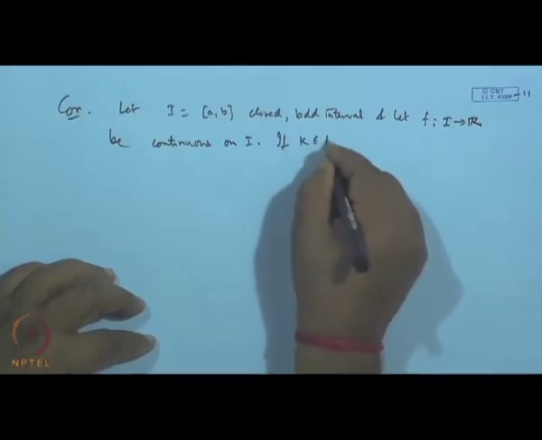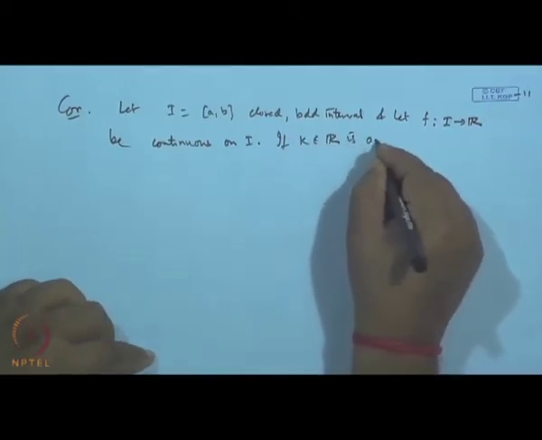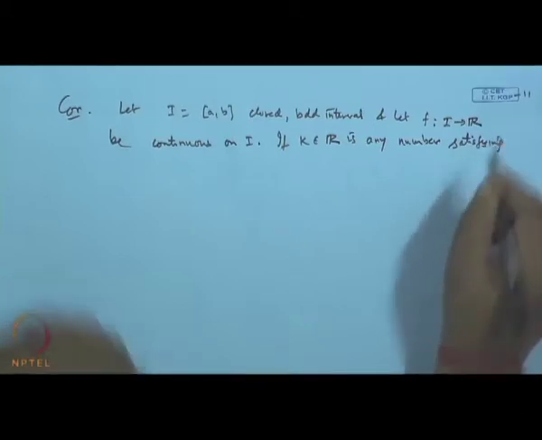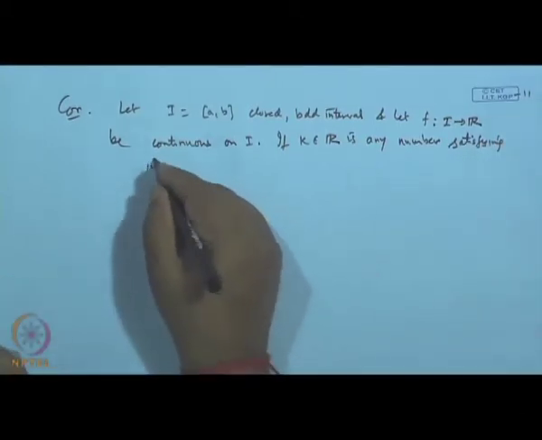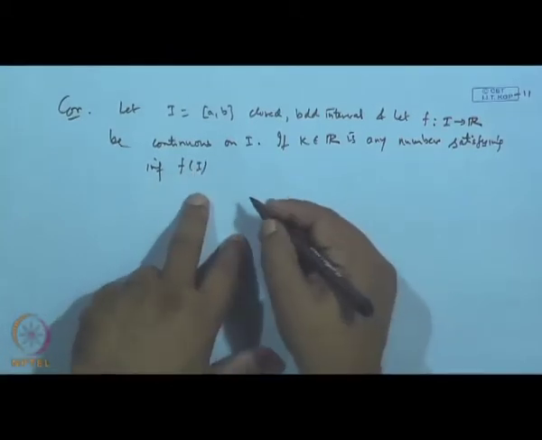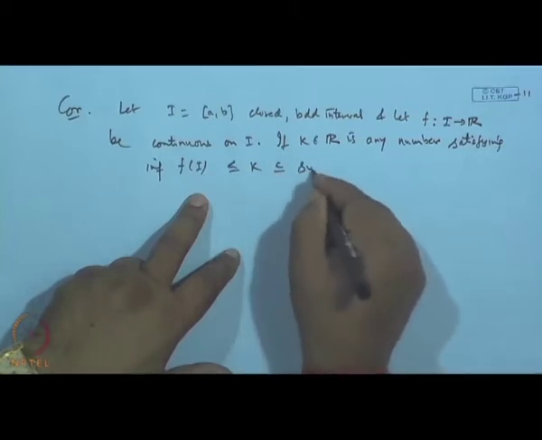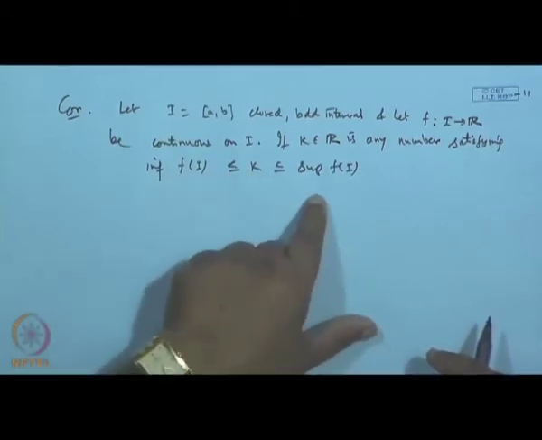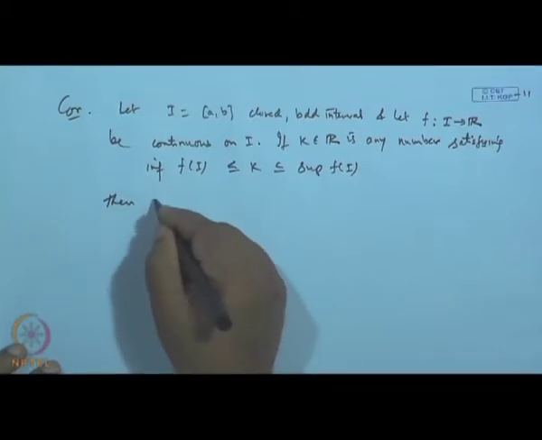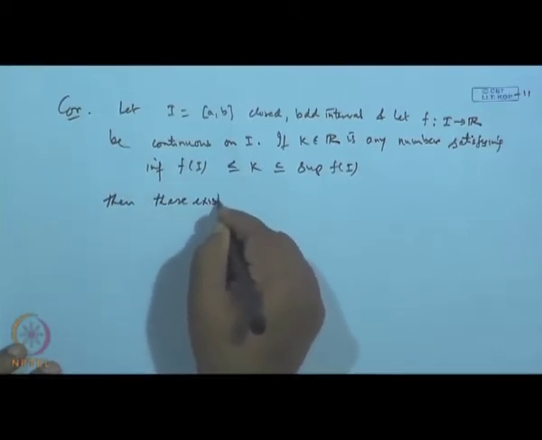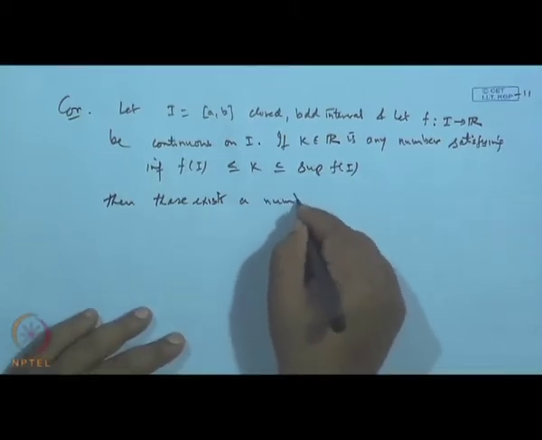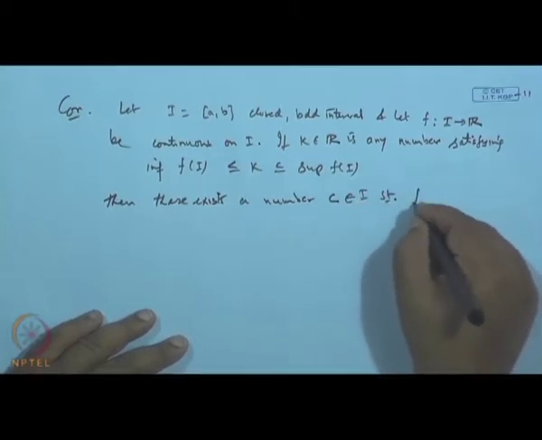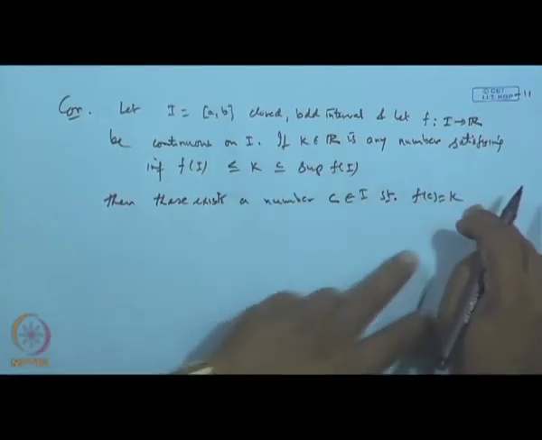Now, if k is in R, any number satisfying the infimum of f of I is less than or equal to k, which is less than or equal to the supremum of f of I, that is, the minimum value and maximum value. So k lies between the minimum and maximum value, then there exists a number C in I such that the value of the function at the point C will be k, meaning this k will be attained by the function at some point.